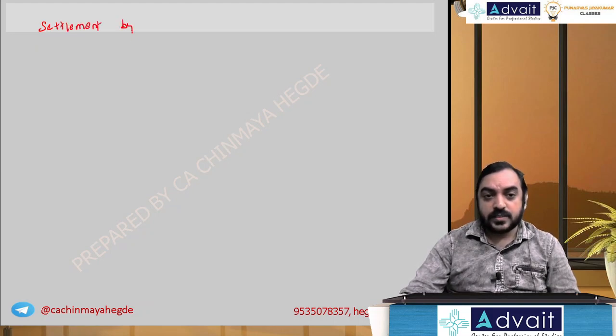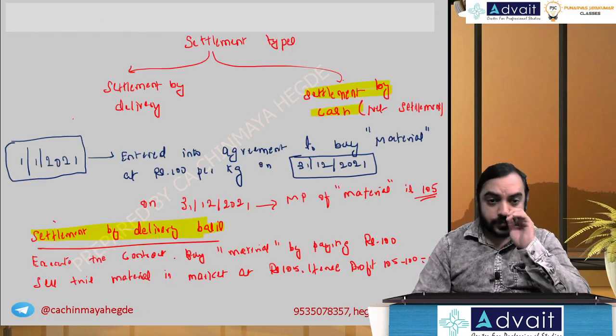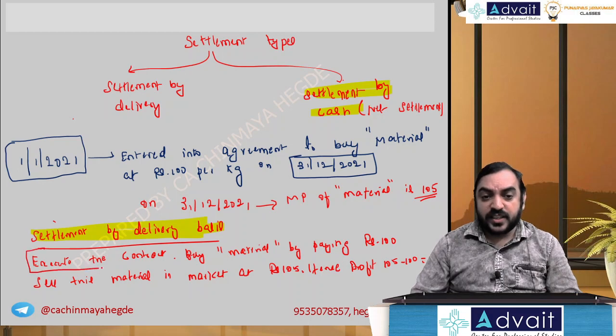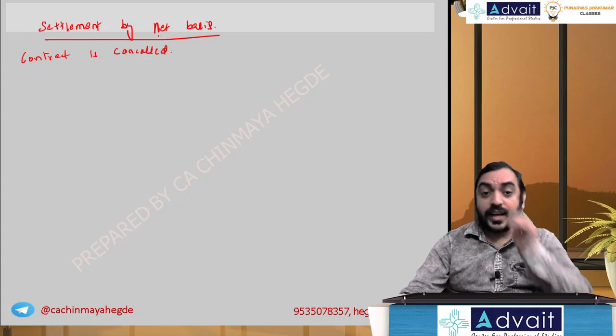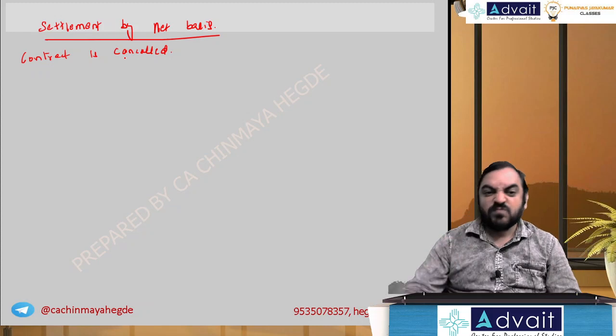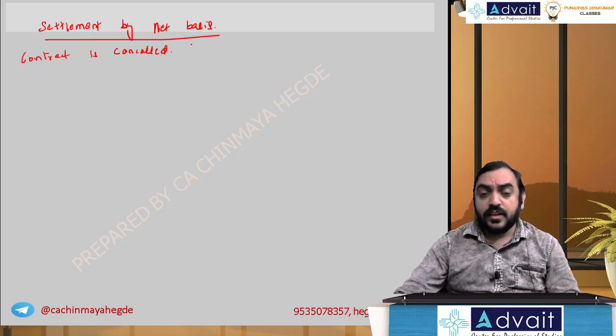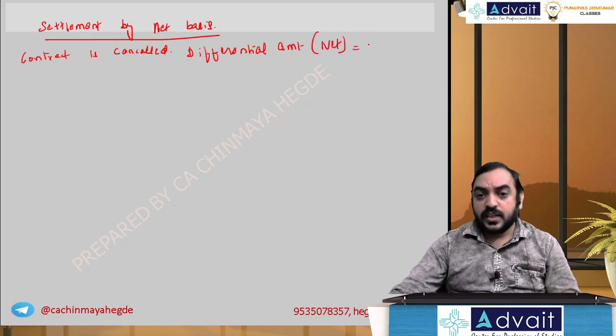Settlement by net basis. So in this agreement, what is happening? Earlier, we executed the contract, right? Here, the contract is cancelled. Contract is cancelled. And the net amount, the differential amount, is paid. What is this differential amount? 105 minus 100, 5 rupees.